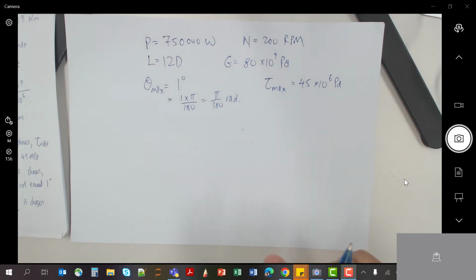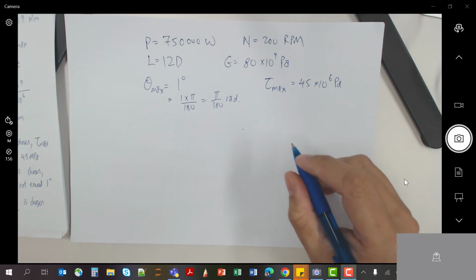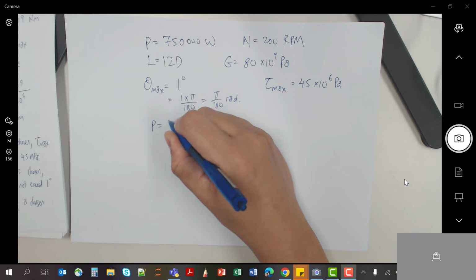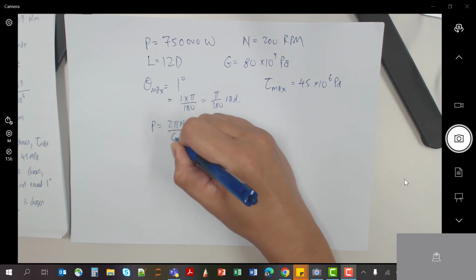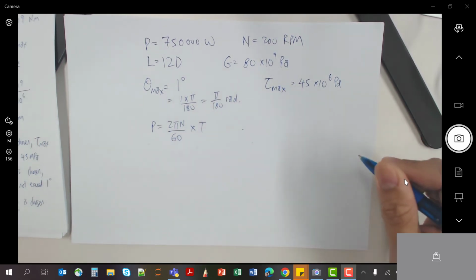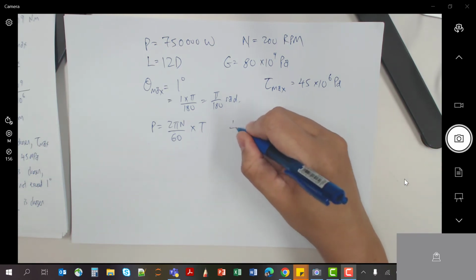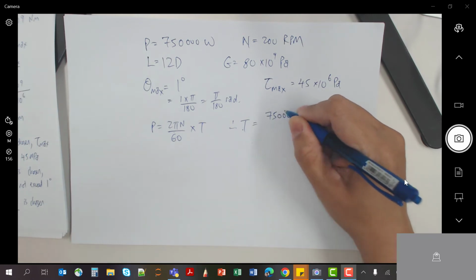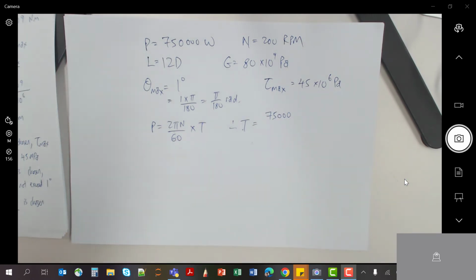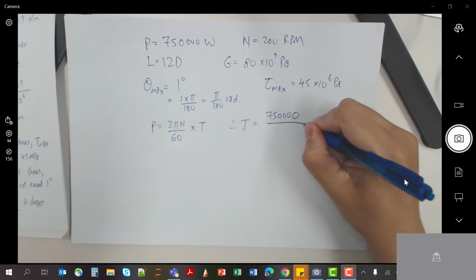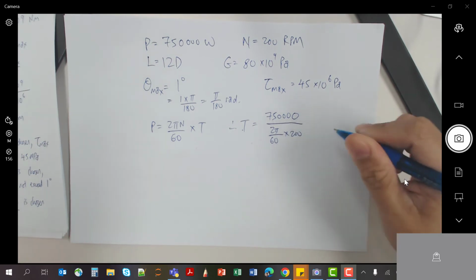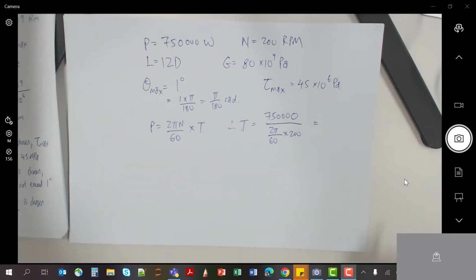All right, so is there any mention of min and max torque? No, we don't have. So we can use the same value, and we find it using this formula: power equals 2 pi n over 60 times torque. So torque is power, 750,000, divided by 2 pi over 60 times 200. All right, let's see.